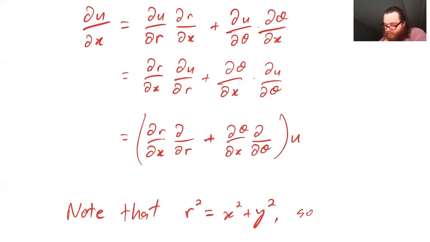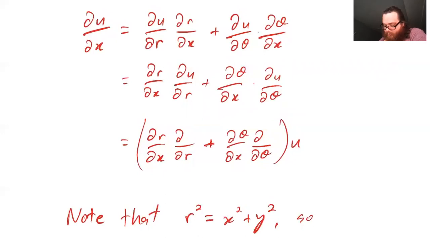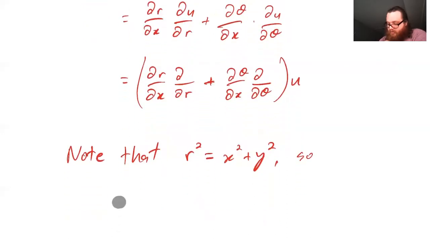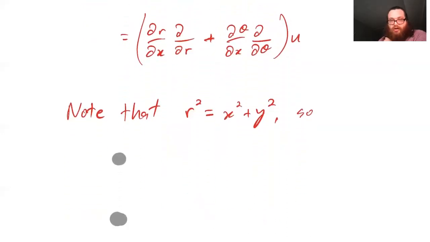So we almost have everything. The question is, what is this? Can we actually write down what this partial derivative of this function is? That's where we're going with this. So keep in mind, what is the length of the vector, the value of r? Well, r squared is going to be x squared plus y squared. It's essentially the Pythagorean theorem.